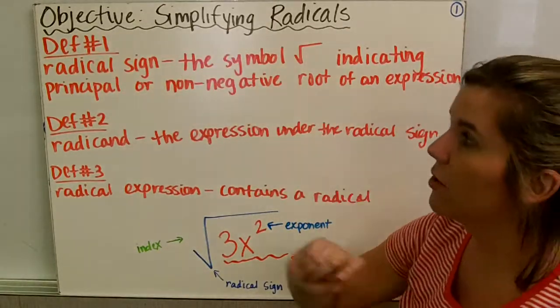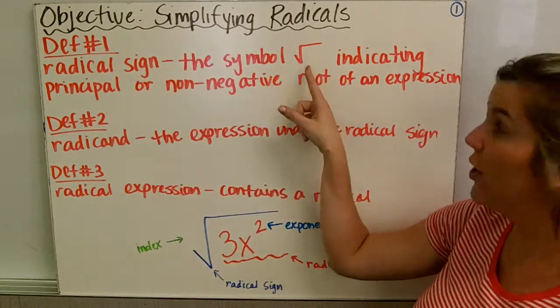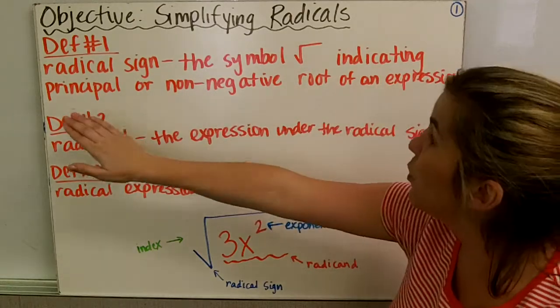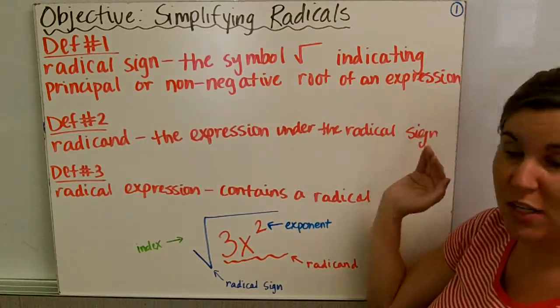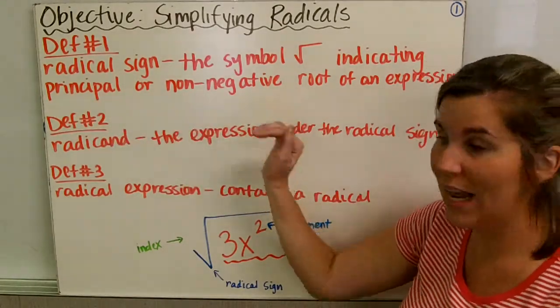Objective, simplifying radicals. Definition number 1, a radical sign. This symbol right here indicates a principal or non-negative root of an expression. Remember, the principal root, the principal square root, is not negative.